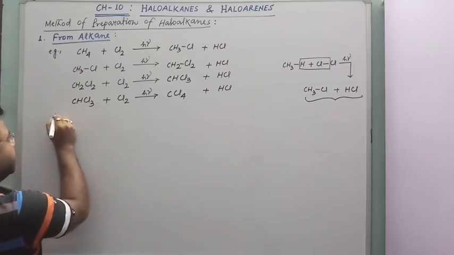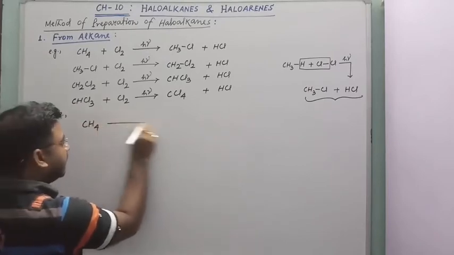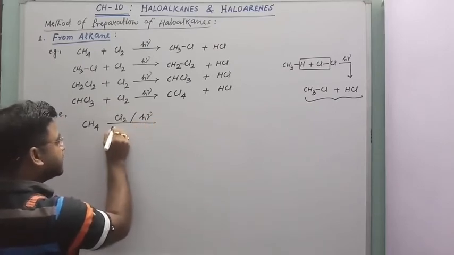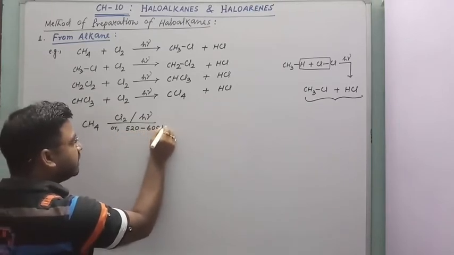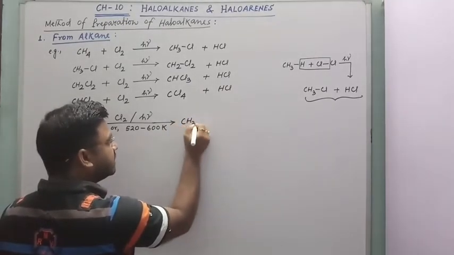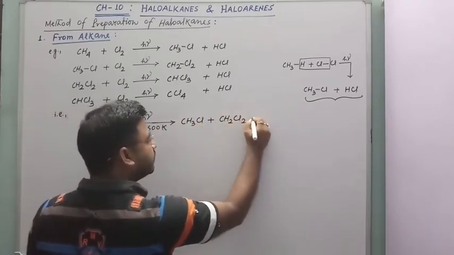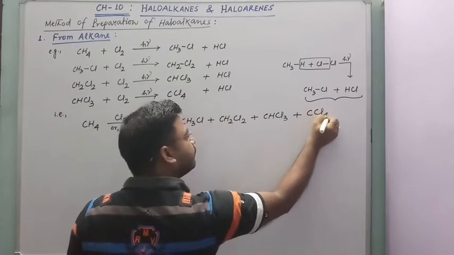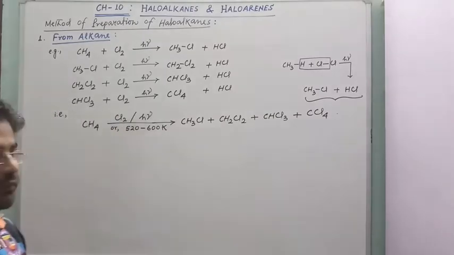We can write here, chlorination of methane. Methane reacts with chlorine in presence of sunlight. If sunlight is not present, temperature is required, 520 to 600 Kelvin. What is the product? CH3Cl plus CH2Cl2 plus CHCl3 plus CCl4. These four products are formed. Monohalogen derivatives and polyhalogen derivatives are formed.